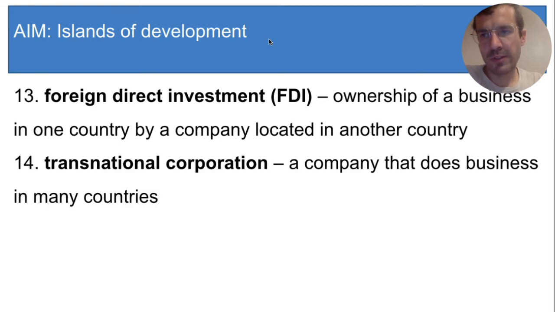The foreign business that invests the money is called a transnational corporation, or TNC, a company that does business in several countries. For example, Nike is a transnational corporation because it is based in the US, but it has factories and retail stores in countries all over the world. If Nike opened a shoe factory in Vietnam or a shoe store in China, that would be an example of foreign direct investment.